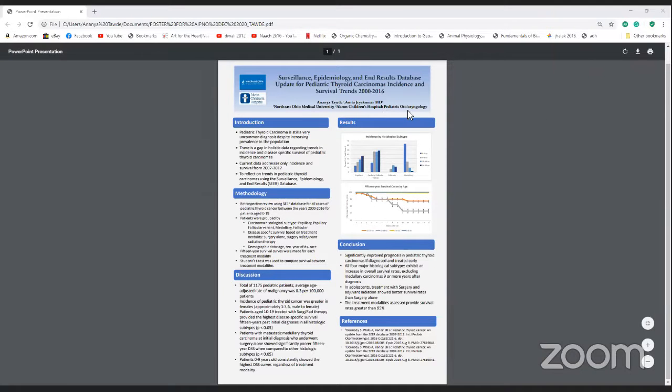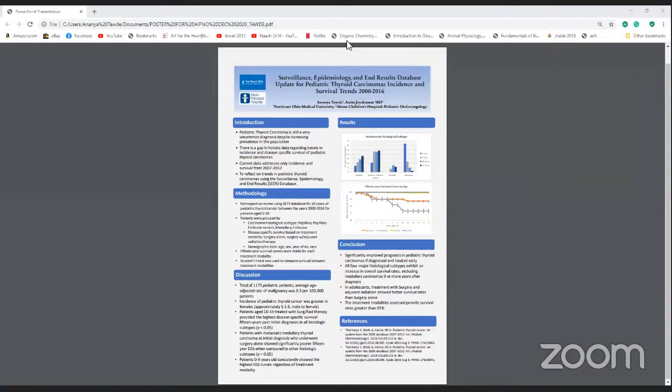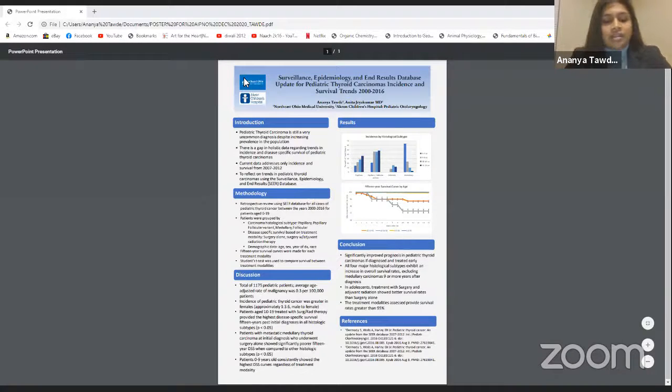Yes. Okay, cool. So I conducted a retrospective study to update the current medical literature on the incidence rates and survival trends for pediatric thyroid carcinomas. I used the SEER database and looked at all cases for patients aged 0 to 19 that had the diagnosis of pediatric thyroid carcinoma. And the major findings related to the 4 most common histological subtypes, which are papillary, follicular variant, medullary, and follicular.